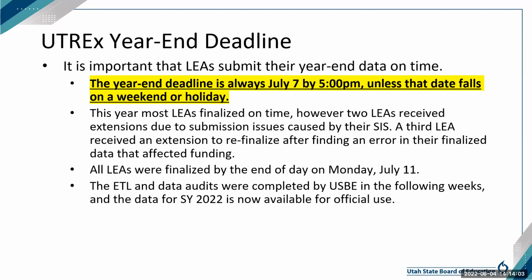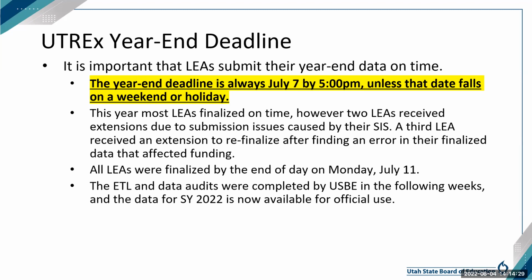Next year deadlines. It's important that LEAs submit their year-end data on time. We stress that, obviously. The year-end deadline is always July 7th at 5 p.m., unless the date falls on a weekend or holiday. This year, most LEAs finalized on time. However, two LEAs received an extension due to submission issues caused by their SIS.